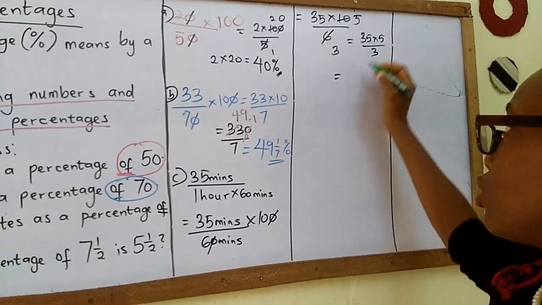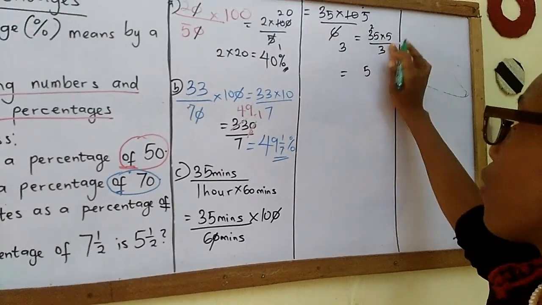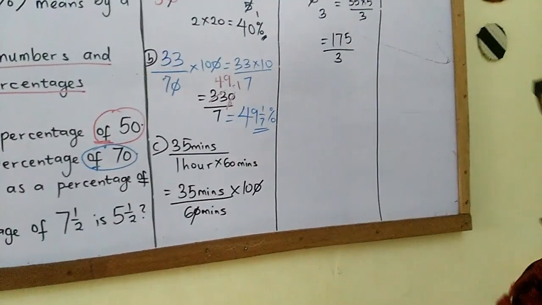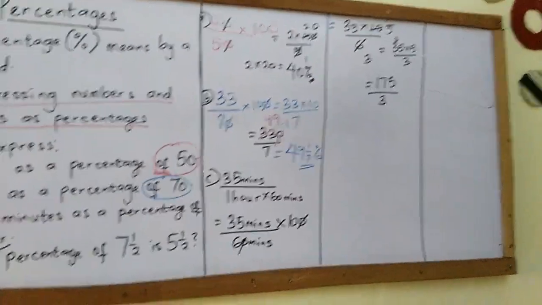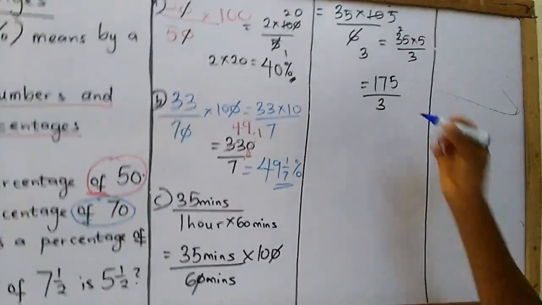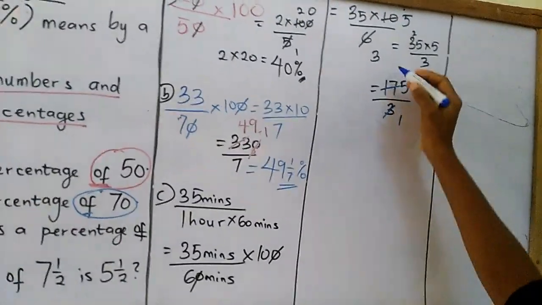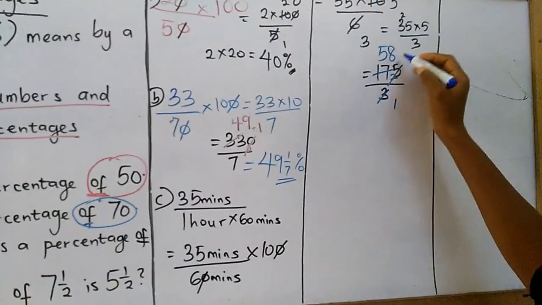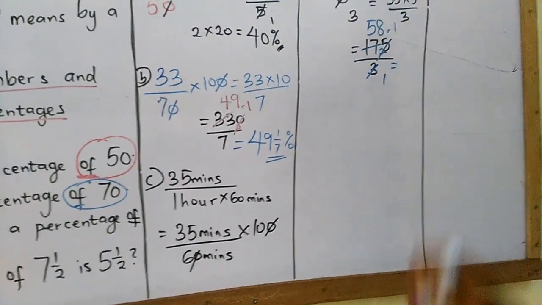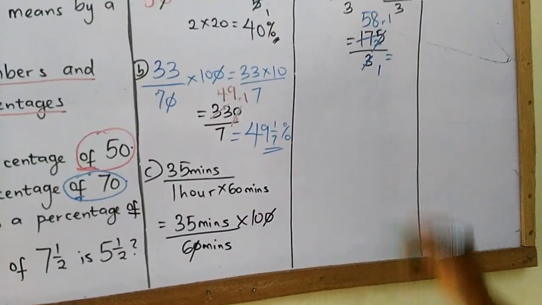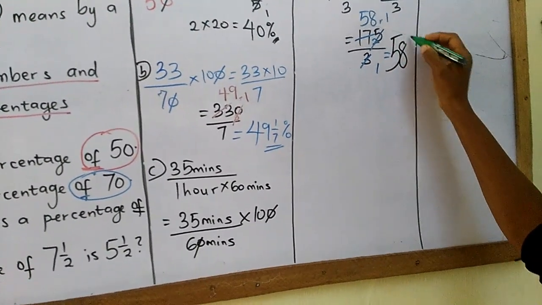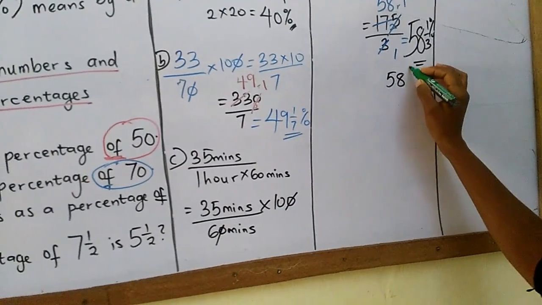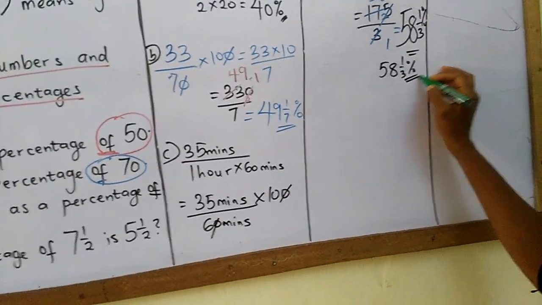So 5 times 5 is 25. 5 take up 2. 5 times 3 is 15 plus 2 is 17, so 175 over 3. Now we're going to break it down. This is an improper fraction. How many times can 3 go into 17? Is 5. Remaining 2. How many times can 3 go into 25? Is 8. Remaining 1. So the answer here is 58 whole number 1 over 3%. This is our answer.